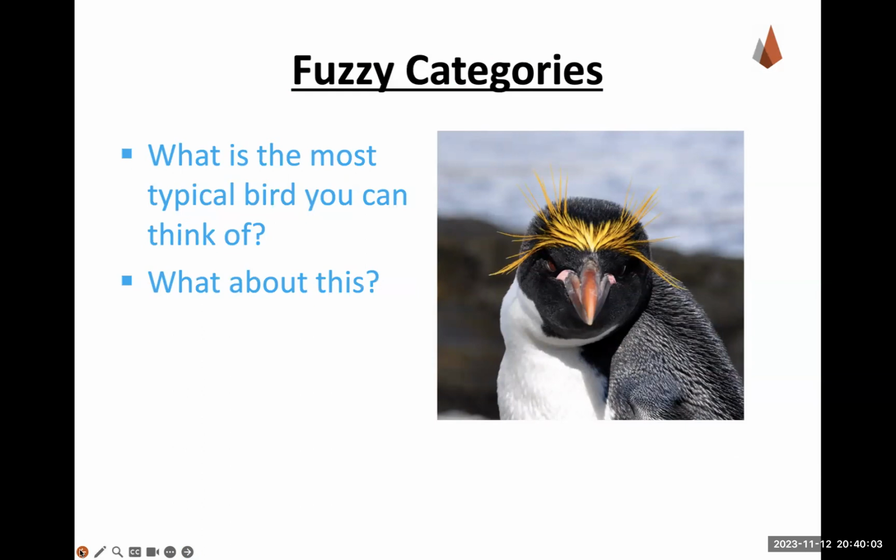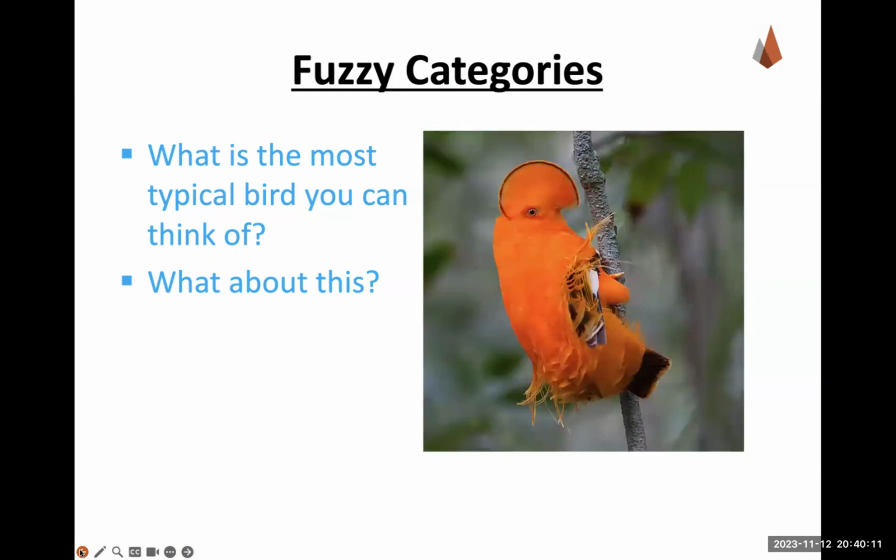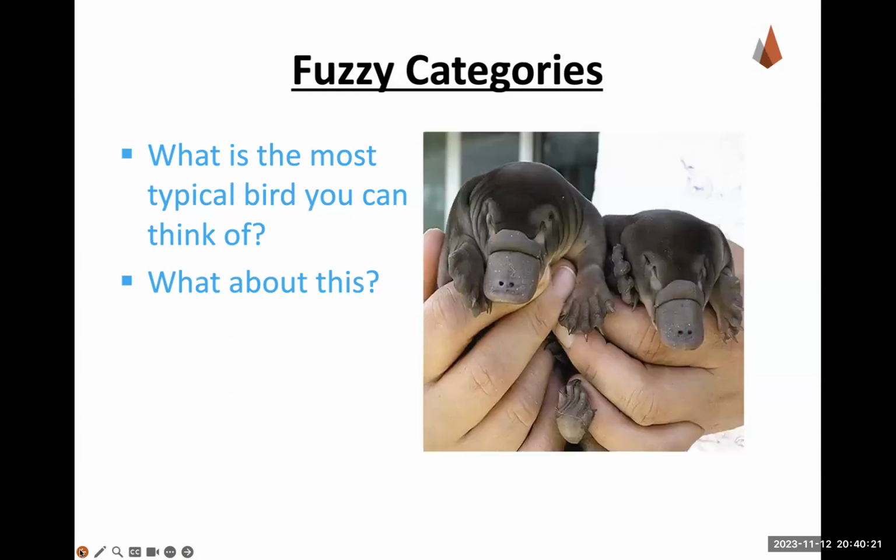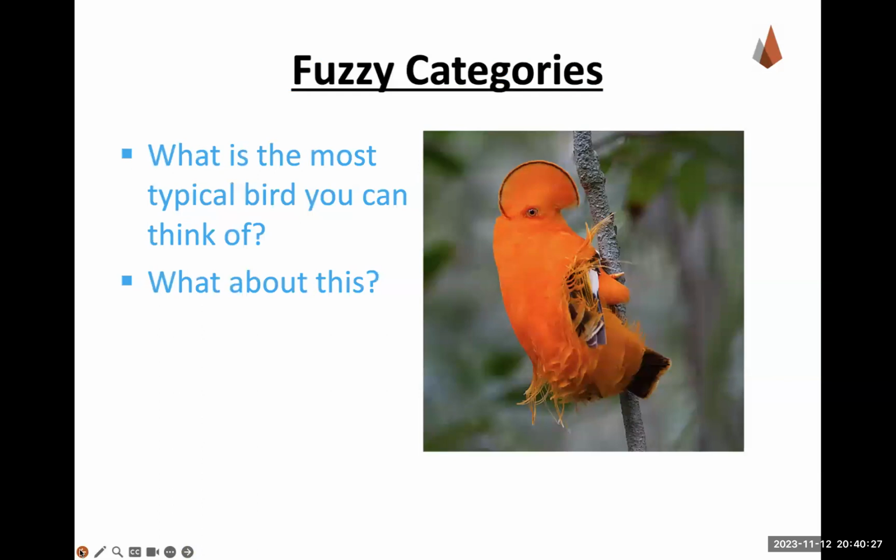Things that you were thinking about, if you were thinking about a robin or a sparrow, you see a beak here, some feathers. Maybe you see more of the feather here, less of the beak here. Brightly colored. What about these? Are any of these borderline of what you would call a bird?